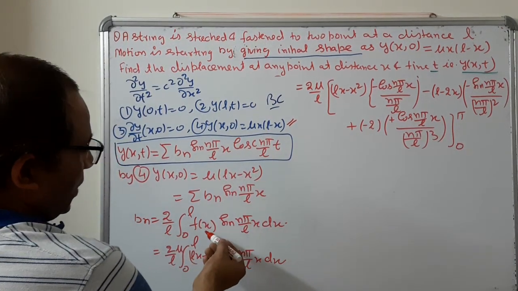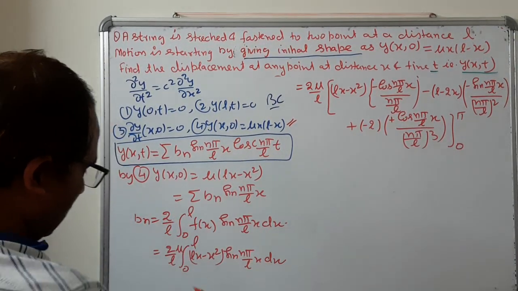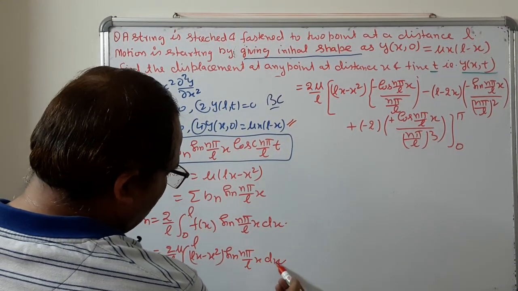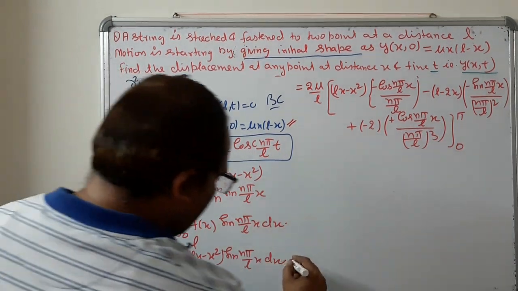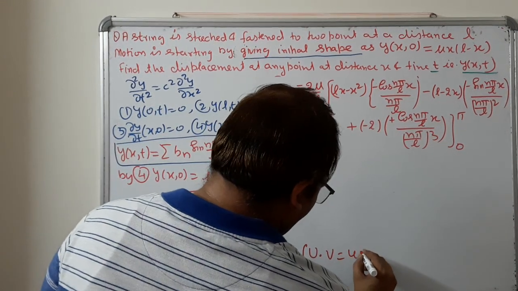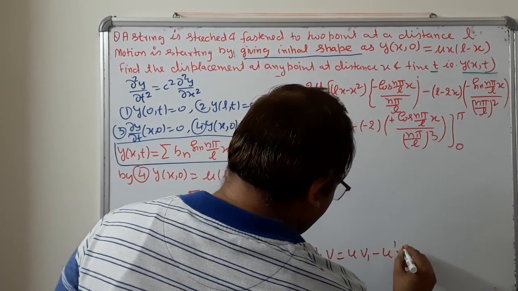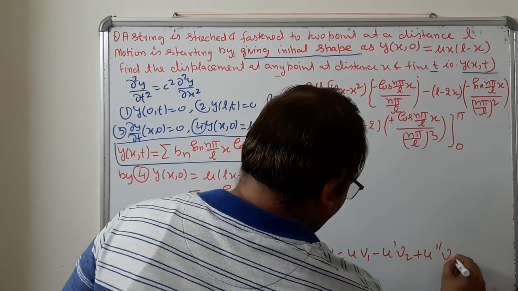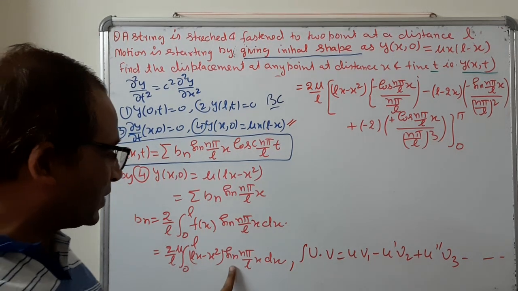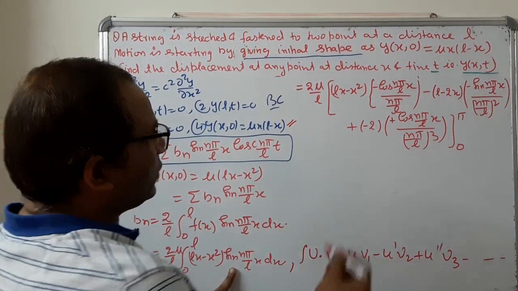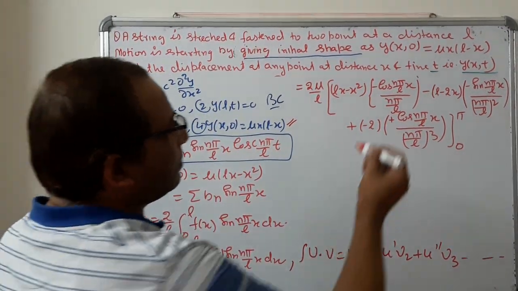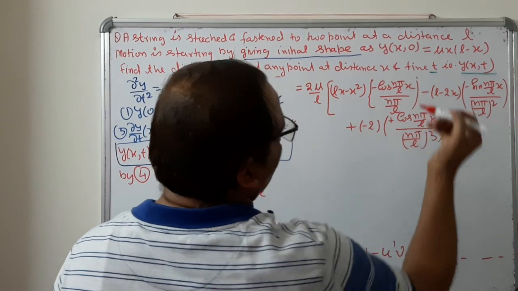Put the value of f(x), taking mu common. So 2 mu upon L, integral 0 to L of (Lx minus x square) sin(n pi x upon L) dx. Now apply the formula for integration of u into v: u times integration of v1 minus u dash v2 plus u double dash v3 and so on. The first function u is Lx minus x square and v is sin(n pi x upon L). Integration of sin(n pi x upon L) is minus cos(n pi x upon L) upon n pi upon L.